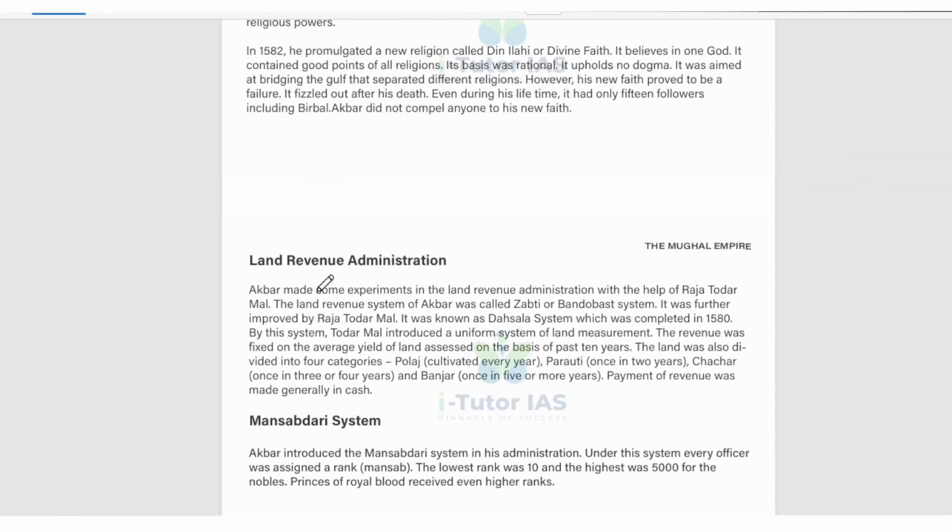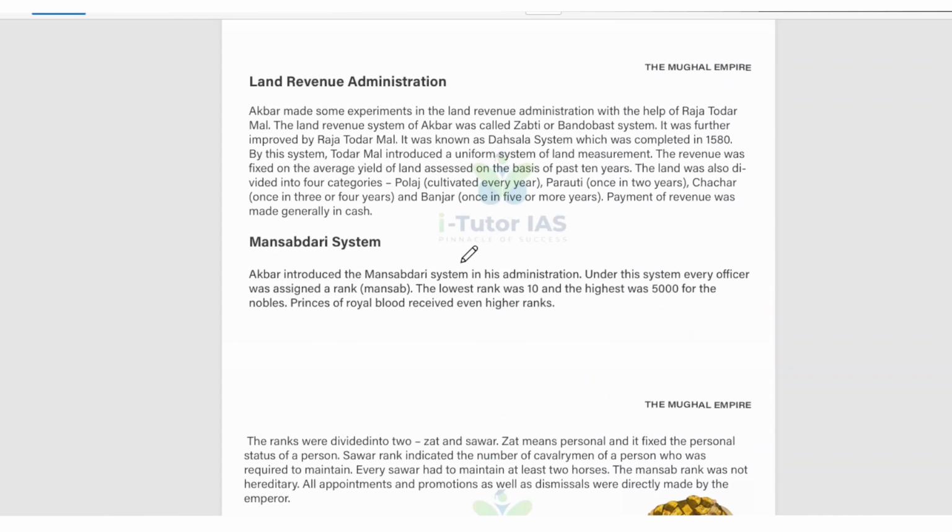And next is land revenue. Akbar's land revenue administration: Akbar made some experiments in the land revenue administration with the help of Raja Todarmal. The land revenue system of Akbar was called the Sapti or Bandobast system, and it was further improved by Raja Todarmal and known as the Sala system, which was completed in 1580.